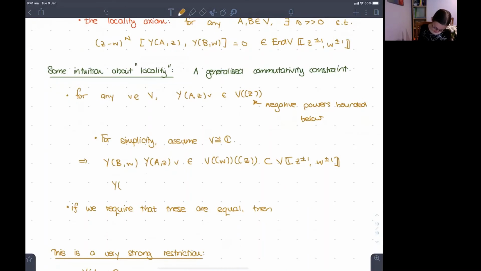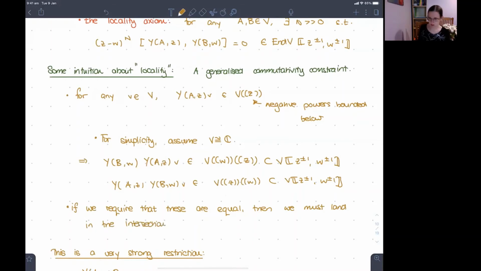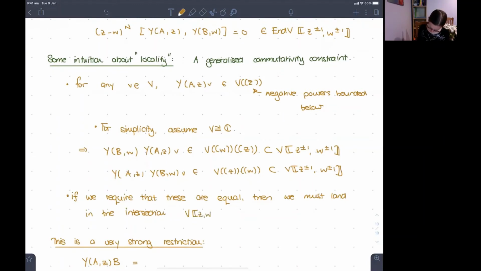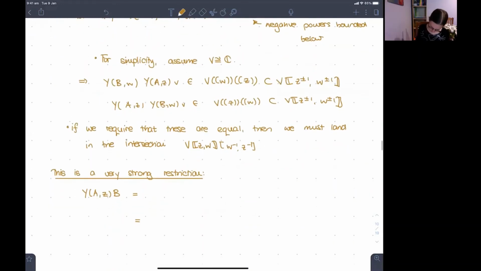And if I do it in the other order, then I land in a different subring. And if we tried to insist that these operators commute, then that would mean that I always need to land in the intersection of these two rings, which is a pretty strong restriction. And in fact, it turns out, in combination with the other axioms, to be an even stronger restriction. In fact, there cannot be any poles at all. So let me explain why.